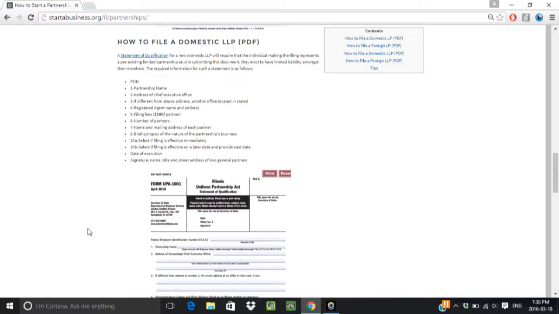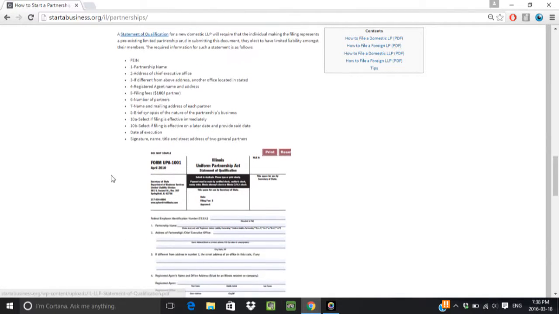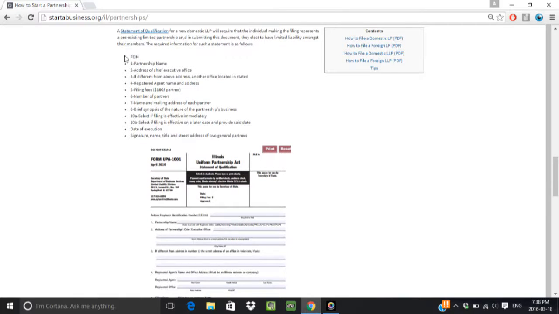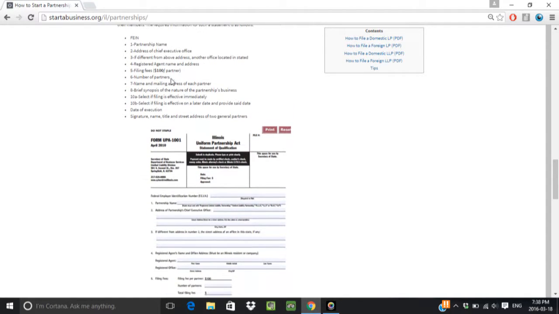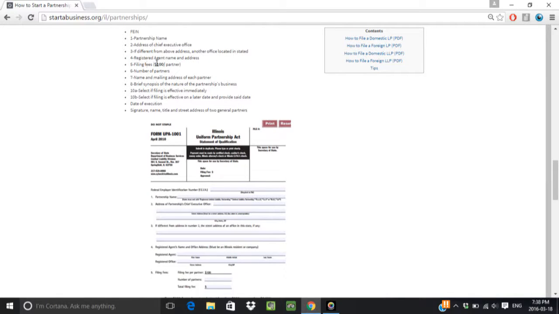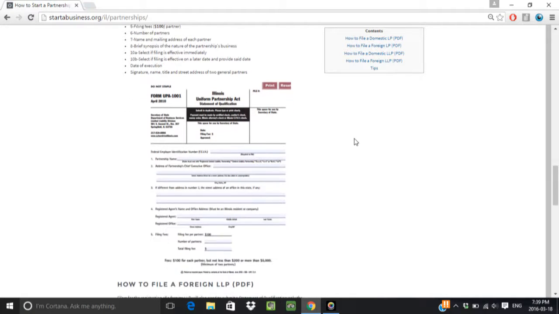For domestic LLP, now this isn't something that you form new. You have to be an LP already or just a partnership already, and it's just qualifying for limited liability amongst your partners. So it's pretty basic, pretty straightforward, but you can see you need the federal employer identification number beforehand, which means, as I said, you have to already exist. And same sort of stuff, partnership name, address of chief executive office. I'm not going to go through all that, but you will notice that number 5, the filing fees, you're pretty much determining your own filing fees based on how many partners you have. So remember, just like I said, it's $100 per partner. Keep that in mind.